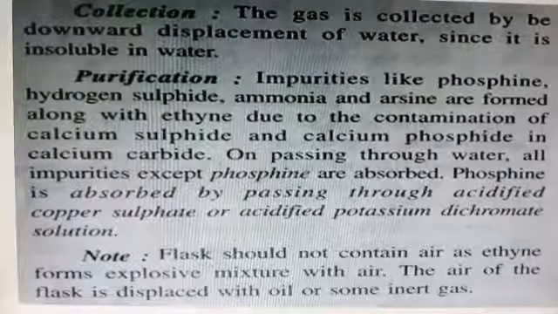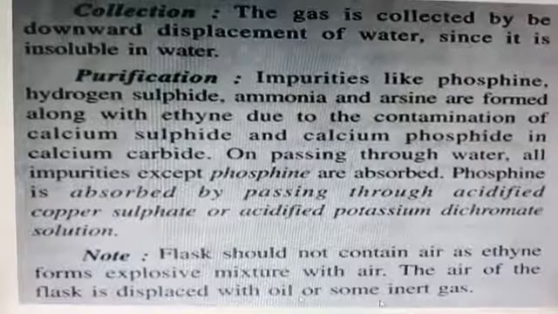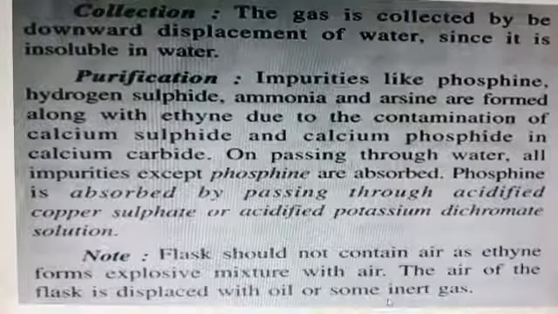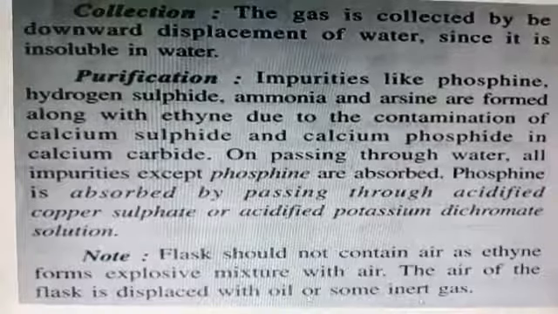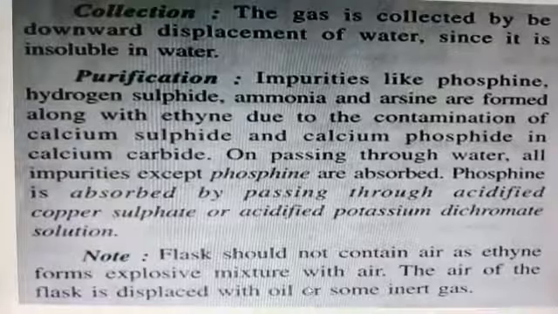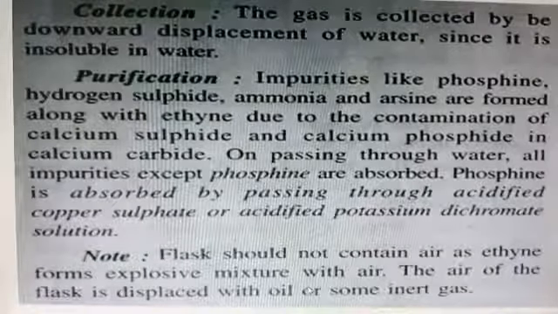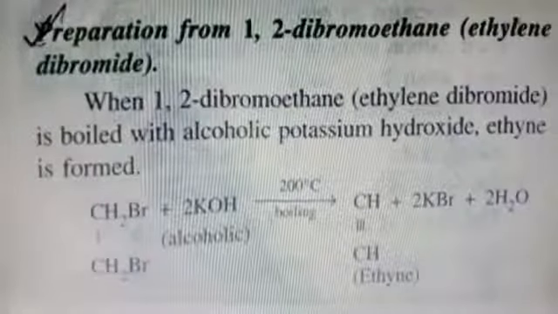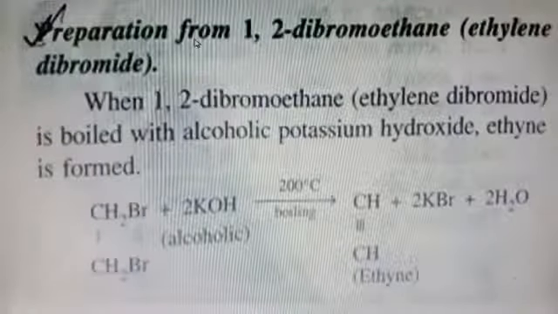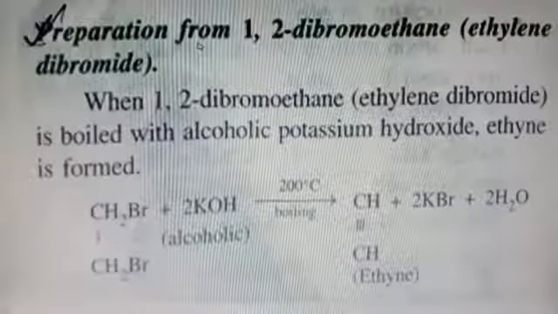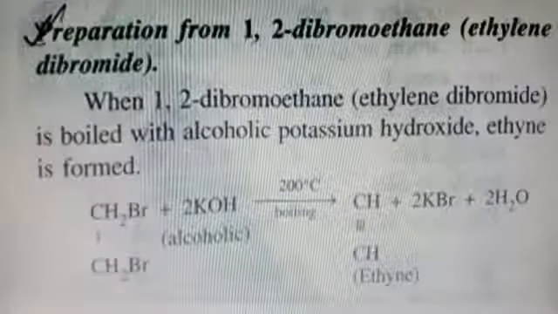The air of the flask is displaced with oil or some inert gas. Otherwise, there will be an explosion. This is the way how the gas is collected and purified. Now there are other ways also by which we can prepare ethane or acetylene. So, preparation from 1,2-dibromoethane.